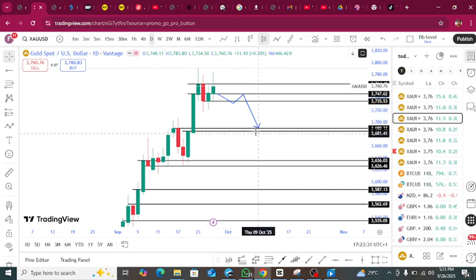So once you see it here, what are you waiting for? You don't just jump in and buy. This is now a support. You don't just jump in and buy. You wait for what? A rejection. You must wait for that rejection or a breakdown.